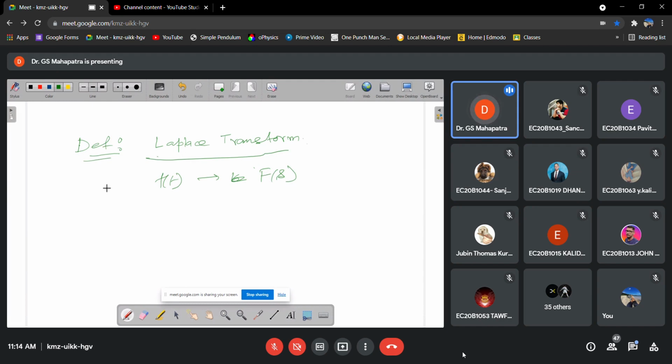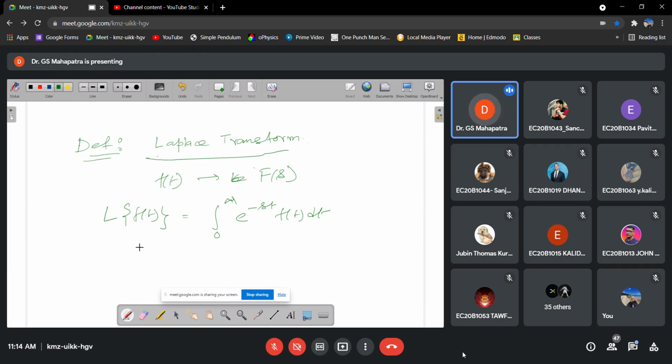It is defined as the Laplace transform of f of t equals the integral from 0 to infinity of e to the power minus st times f of t dt. That means you have to evaluate this right hand side integration to find the Laplace transform for the given function f of t.